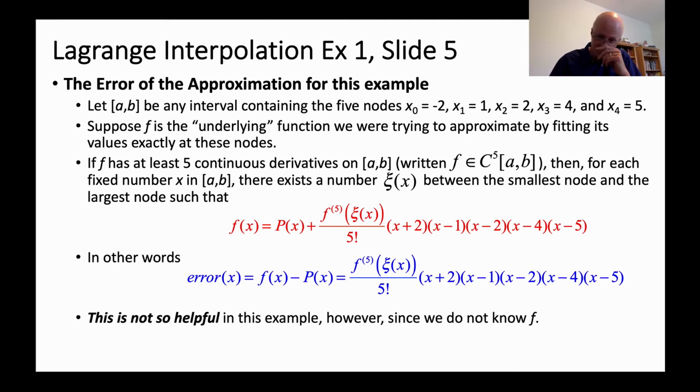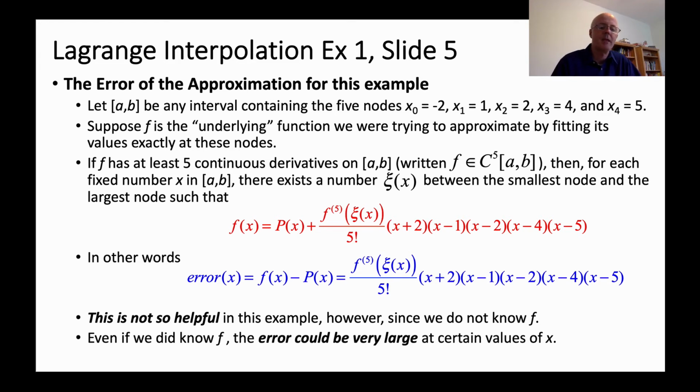Again, this is not so helpful in this example because we don't know f. It's still true, but we just don't know what f is. Now, if f is a really wild function, the 5th derivative could be some huge quantity, and the product of those linear factors could be something huge. So the error doesn't guarantee that the error is really small in the usual sense of the word, like less than 0.1 or 0.01 or something. The error could be very large in theory.